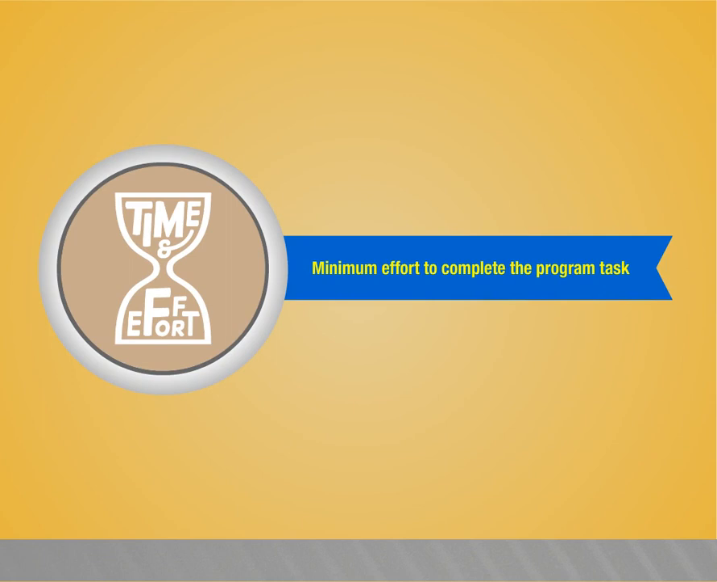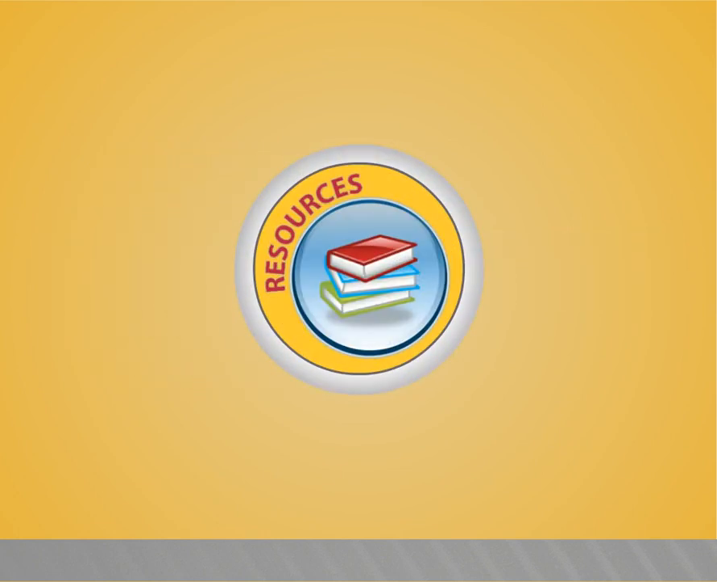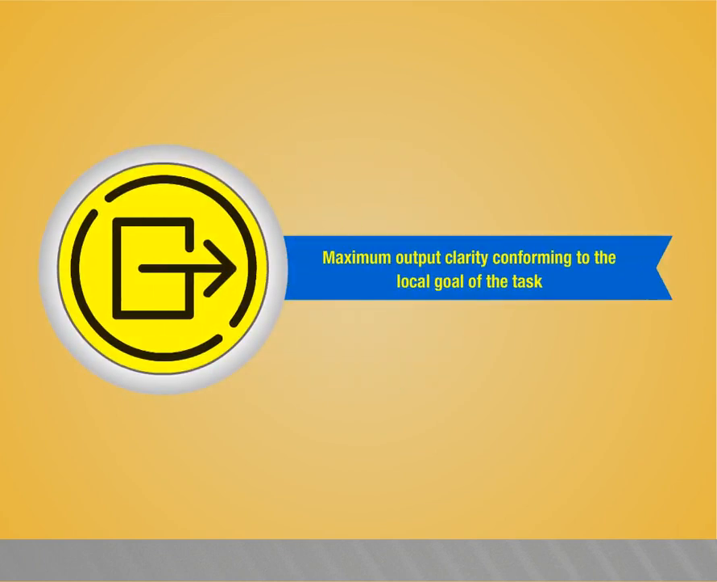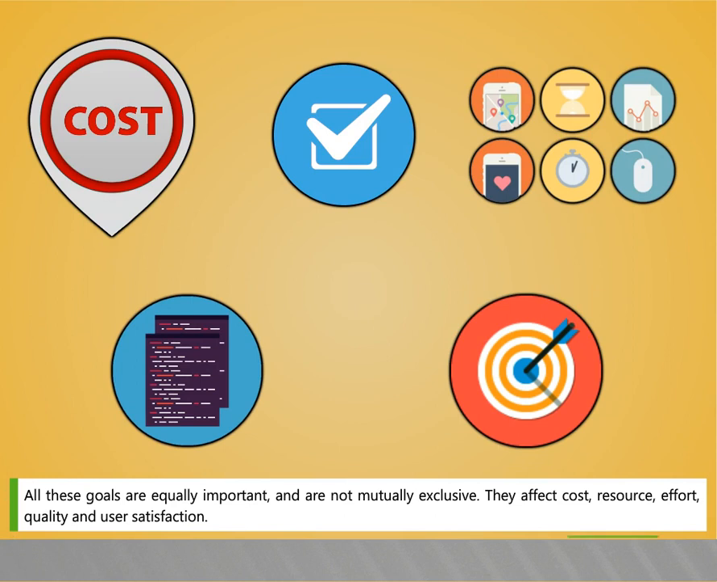minimum effort to complete the program task, minimum number of statements to achieve the task goal, minimum use of resources so that the cost of resources is recovered, maximum clarity, maximum output clarity conforming to the local goal of the task. All these goals are equally important and are not mutually exclusive. They affect cost, resource, effort, quality, and user satisfaction.